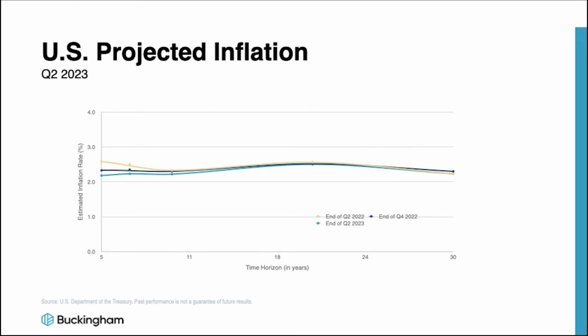Finally, we plot the market's forecast of inflation by taking the difference in yields between U.S. Treasury bonds and TIPS at different maturity levels. Like the last chart, the bright blue line represents current inflation expectations, the dark blue line represents inflation expectations from the end of last year, and the gold line represents inflation expectations from 1 year ago.